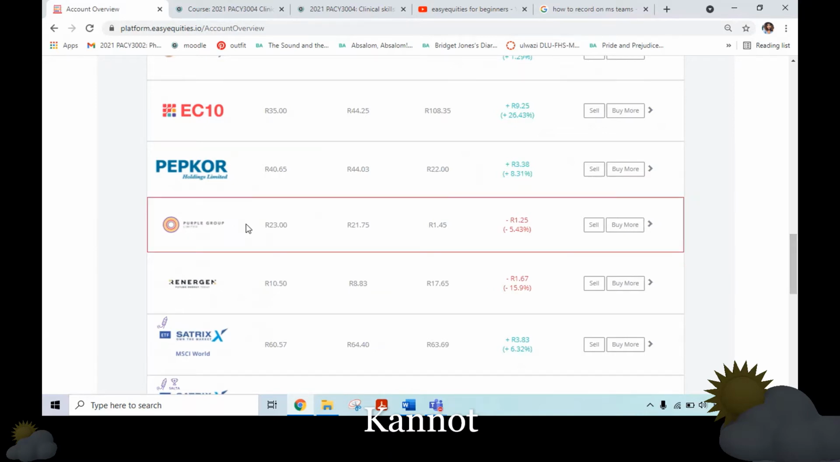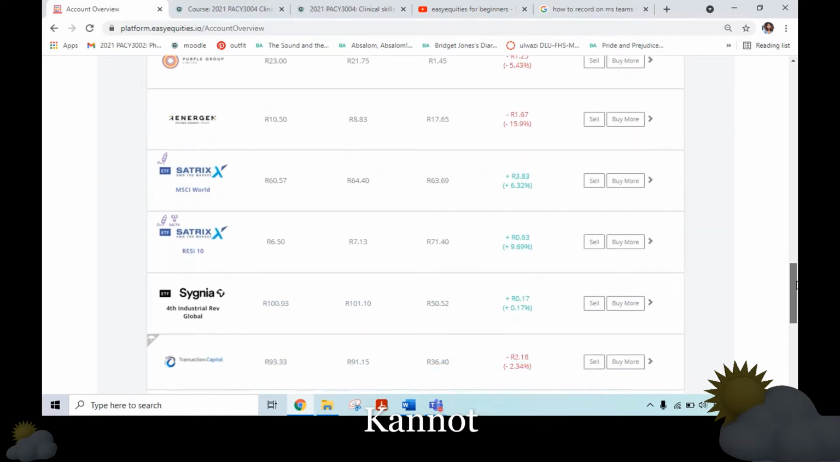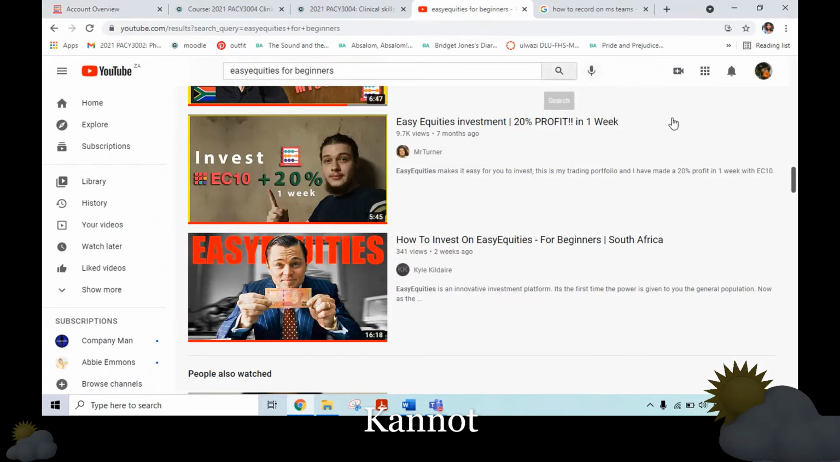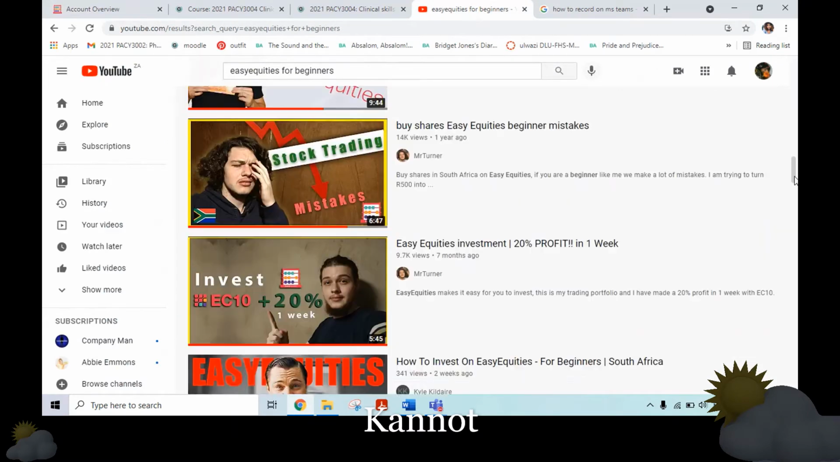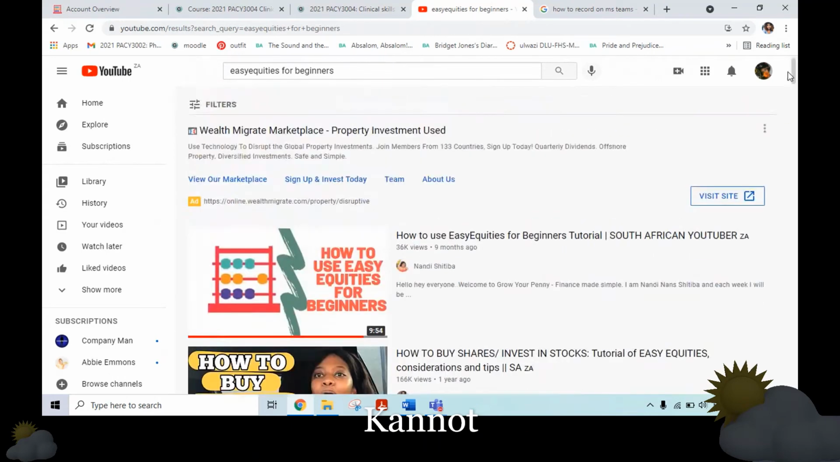Purple Group is the company that owns EasyEquities. So they are hopefully going to do better. Yeah, I don't really know what this does. I am still a beginner here, so I was just investing based on all the videos that I had seen people posting, and I took their opinions to heart, and I was like, okay, let's just invest randomly.